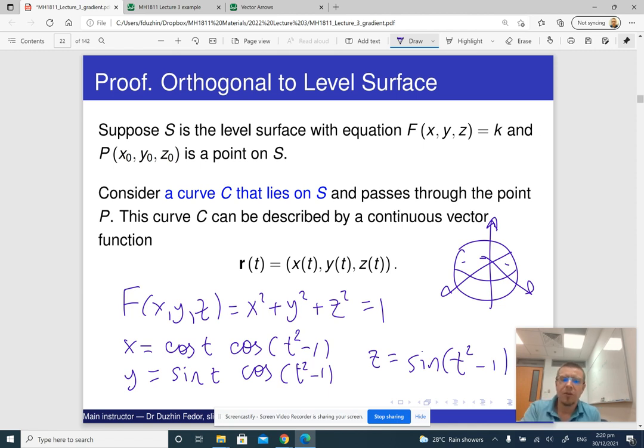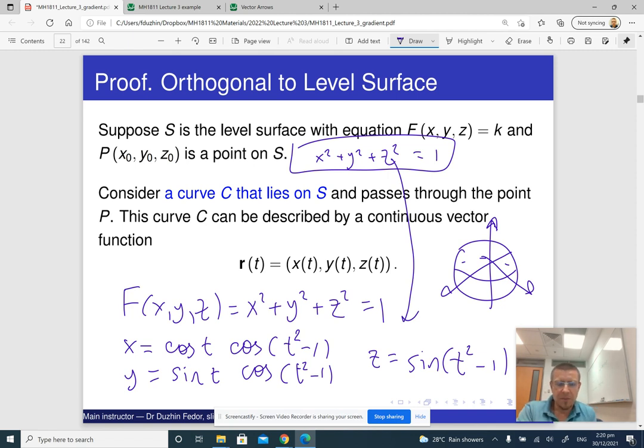And now if you compute x squared plus y squared plus z squared, I believe that you will get 1. Let me check it. So x squared plus y squared: cosine squared t plus sine squared t is going to be 1, so it cancels out. The remaining thing is cosine squared of t squared minus 1 plus z squared. So using the fact that cosine squared of anything plus sine squared of the same angle is 1, you can get that. So this is something like what we have here.